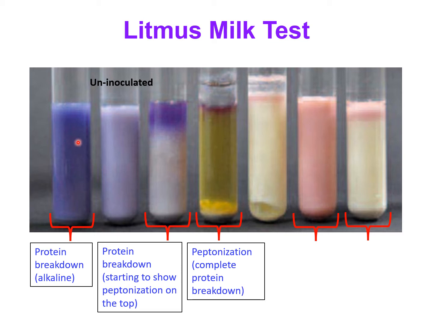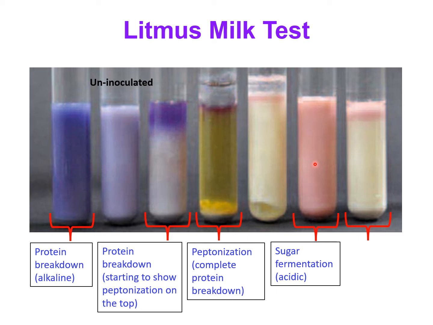Okay, so that's in case the bacteria was breaking down the protein. But what if the bacteria is not breaking down the protein, but it's fermenting the sugar? Then what are we going to get? Well, you're going to get, for example, this pink color right here, and that means that the sugar is being fermented, and therefore acid is being produced, and the condition now is acidic in here.